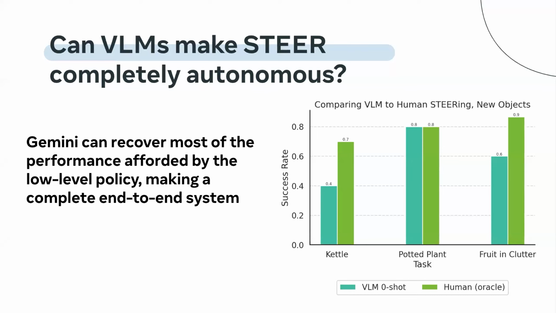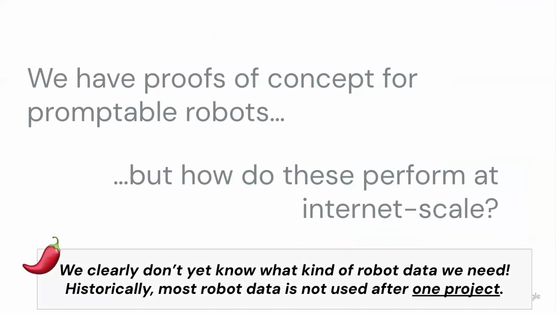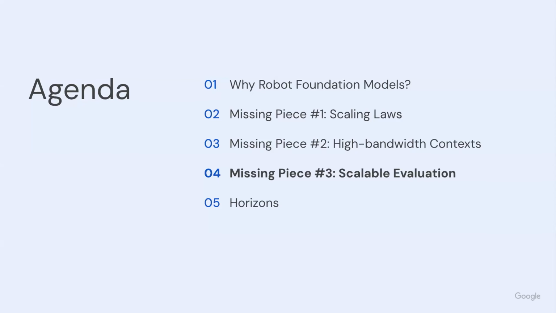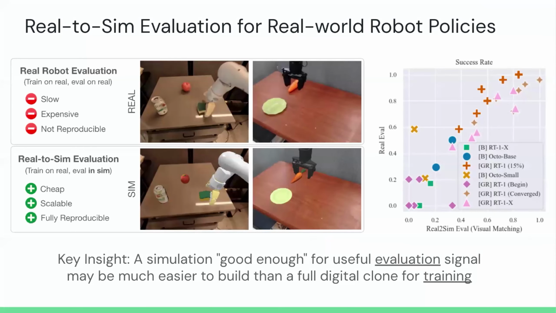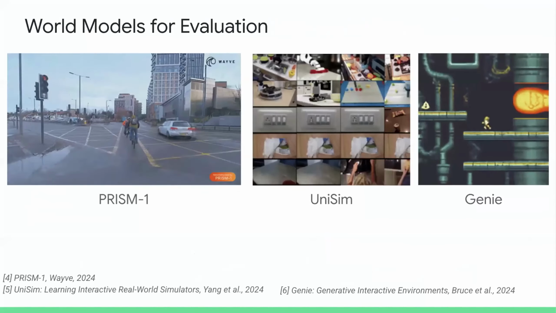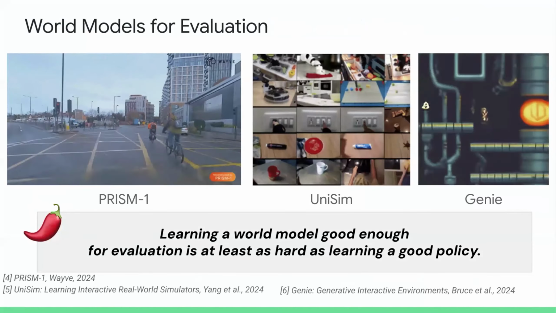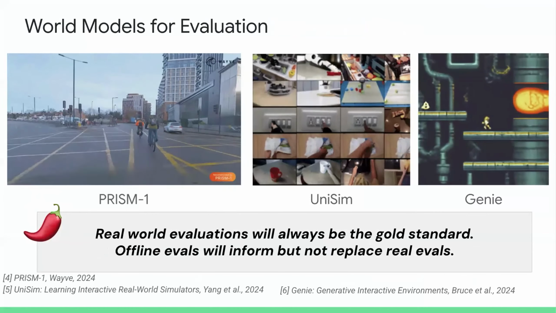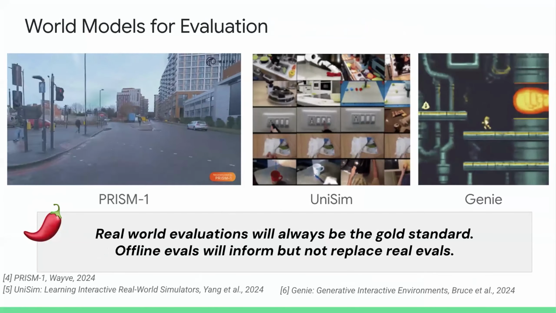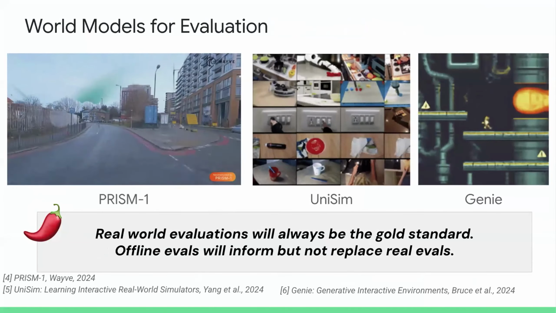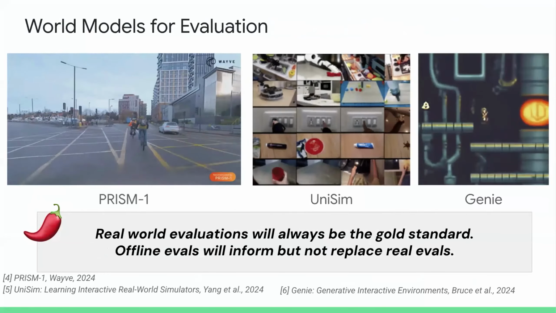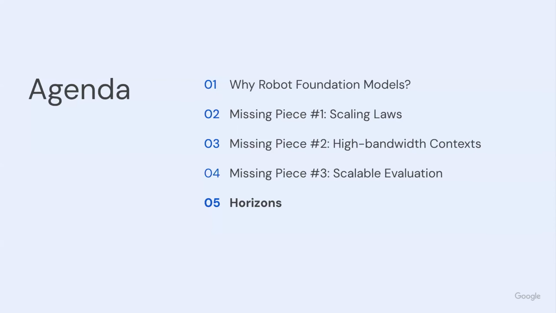For the sake of time, I'll skip scalable evals. I think it's very important, and I'm sad I have to skip it, but it's also the part that I think we know the least about. The main point here is that world models can help us, but real-world evals are always going to be the most important thing. This is going to become the bottleneck as we train more and more generalist policies.